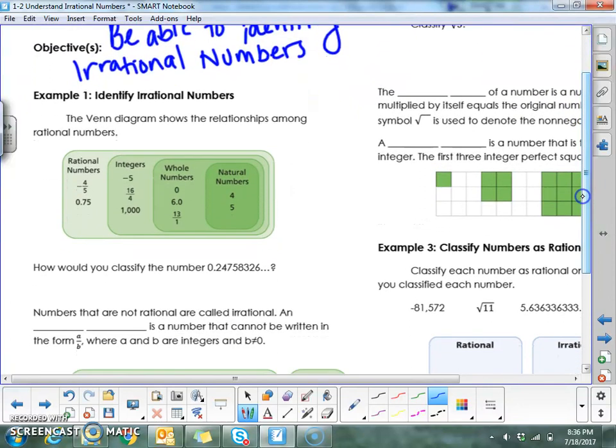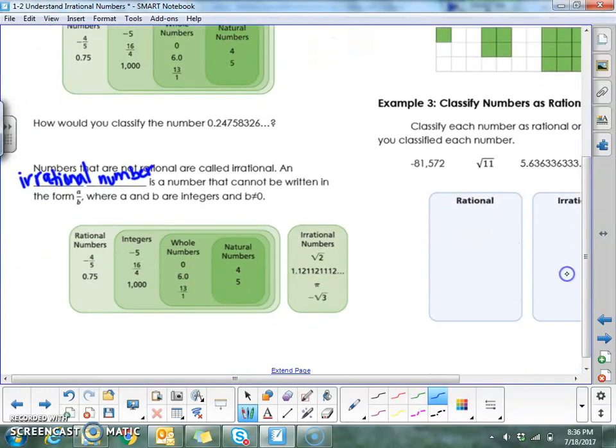So looking at this Venn diagram, how would you classify the number 0.247583326...? Now looking at these, it doesn't really match any of these categories. I'm looking at the numbers that are in them, and there's none that really look anything like this. And that's because this is what's called an irrational number. So numbers that are not rational are called irrational. So an irrational number is a number that cannot be written in the form a/b, where a and b are integers and b does not equal 0. So essentially what that is saying is that you cannot write it as a fraction.